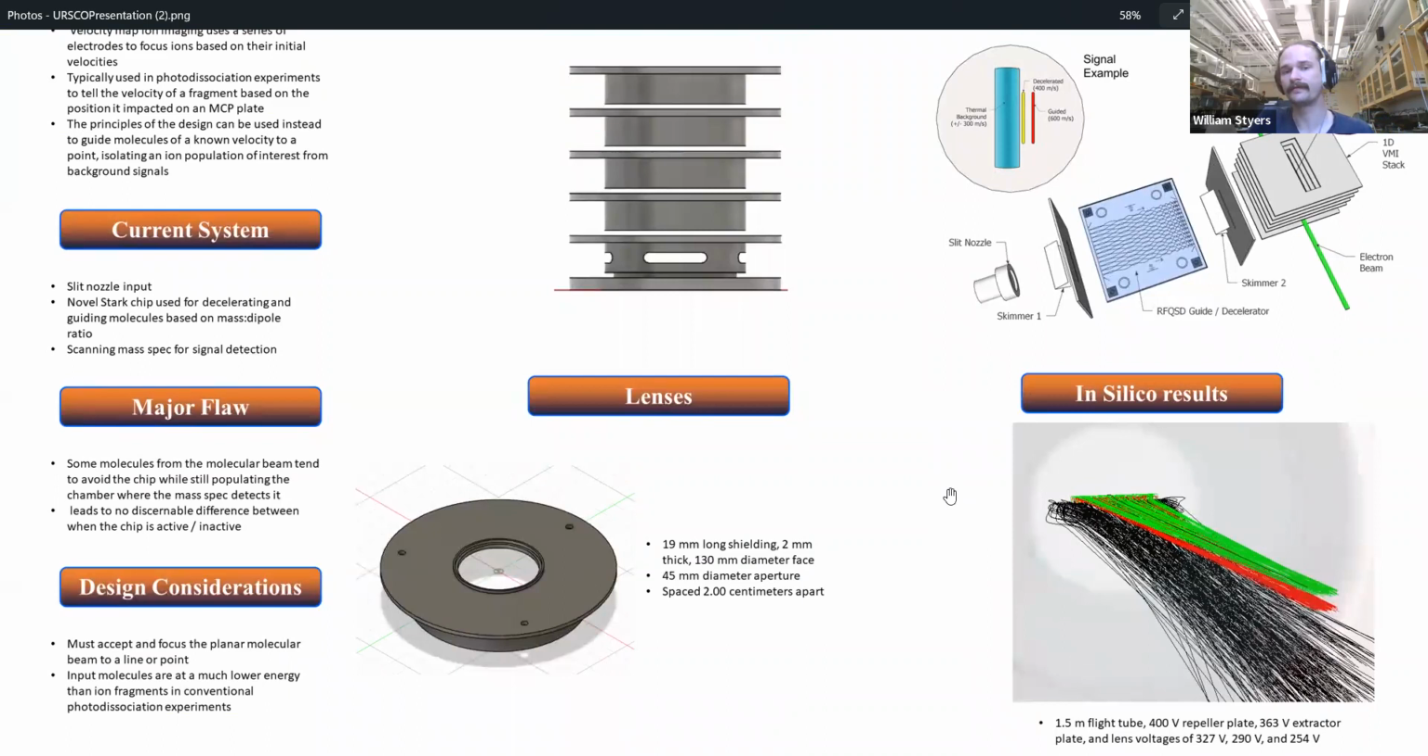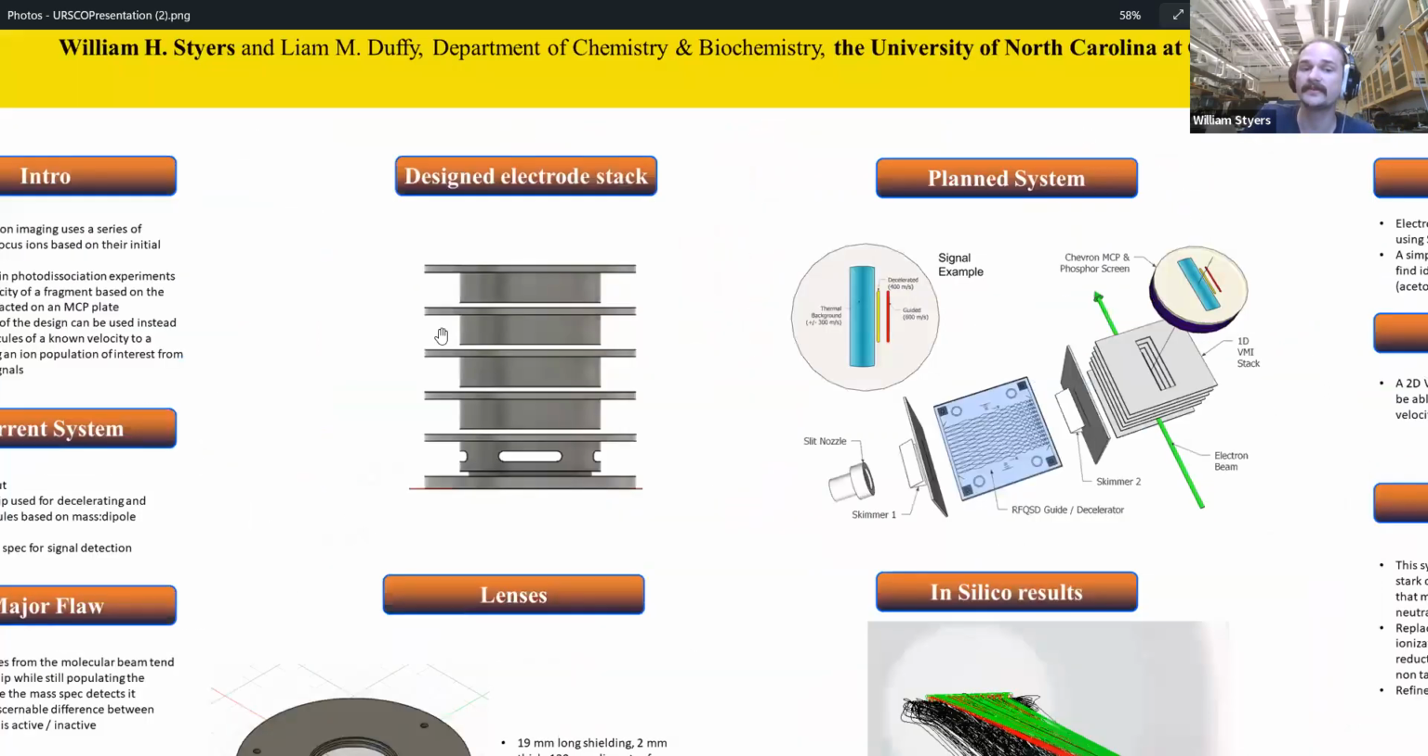So that's where the velocity map imaging stack actually comes in. Molecules exiting this chip will be at the same velocity and completely different from the ones that completely missed it. So should we put some velocity map imaging stack here, we should be able to separate those that were benefited by the chip from those that completely missed the chip.